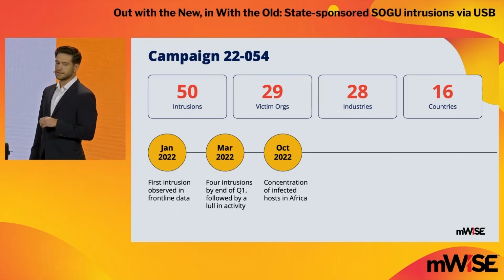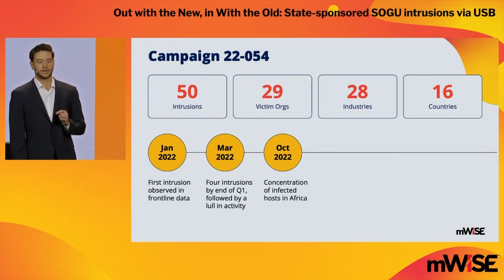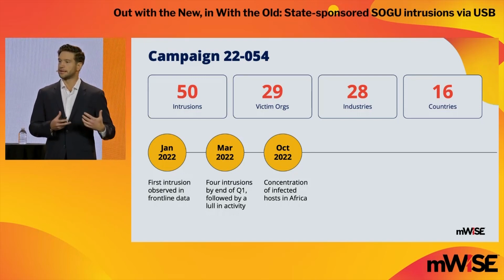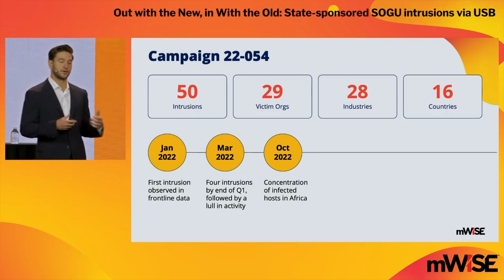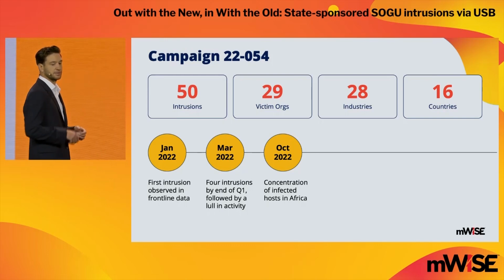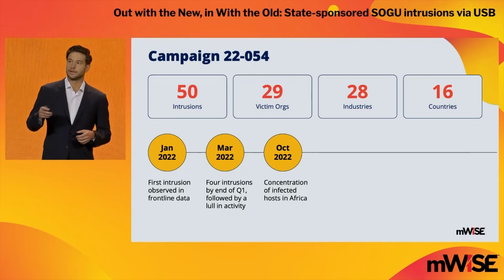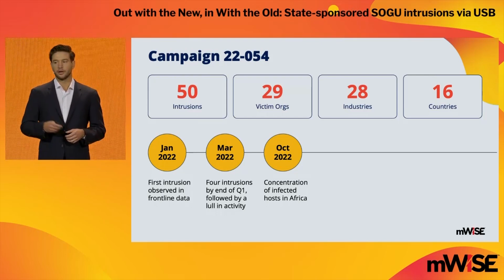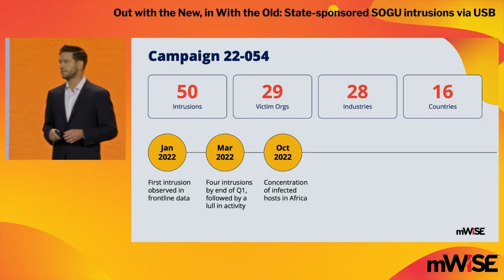Our first response in this campaign began in January of 2022. Now, at the time, this was a singular intrusion, so it was not yet a campaign. It's not uncommon for Mandiant to respond to a SOGU-based intrusion by a suspected Chinese threat actor. 3 months later, by the end of Q1, in March of 2022, we had responded to 4 of these intrusions.